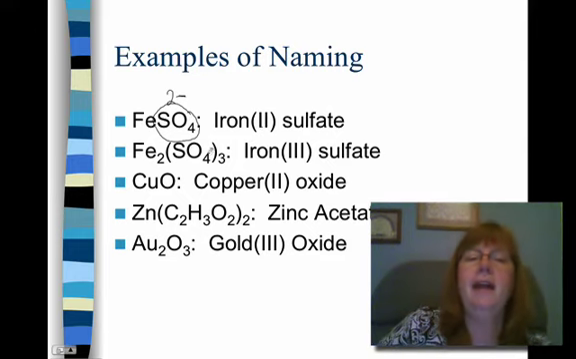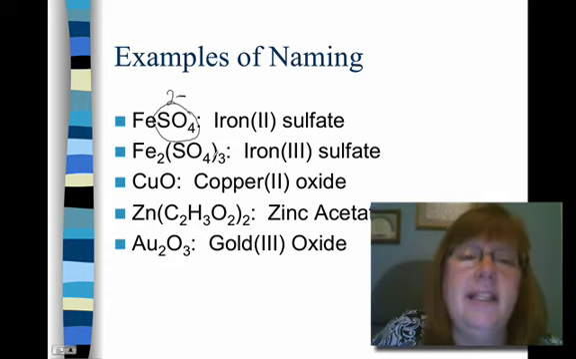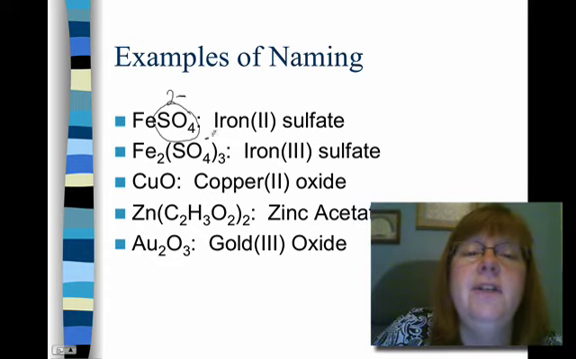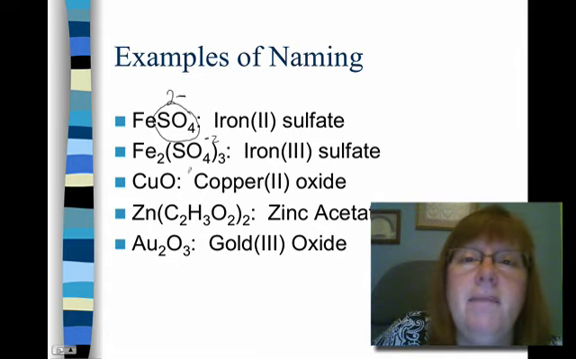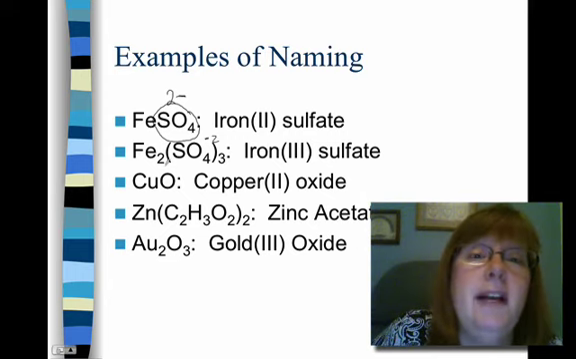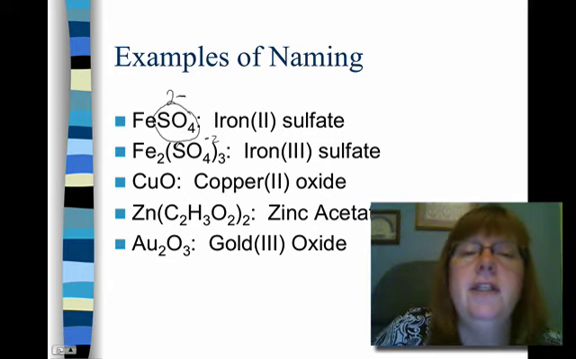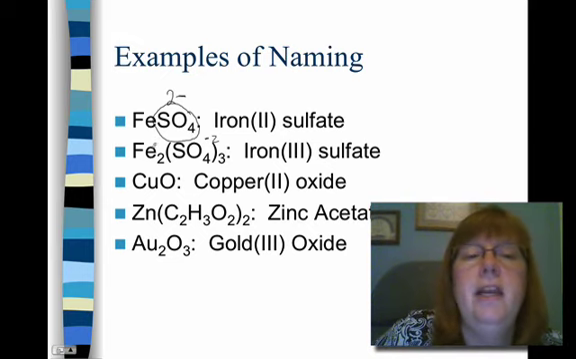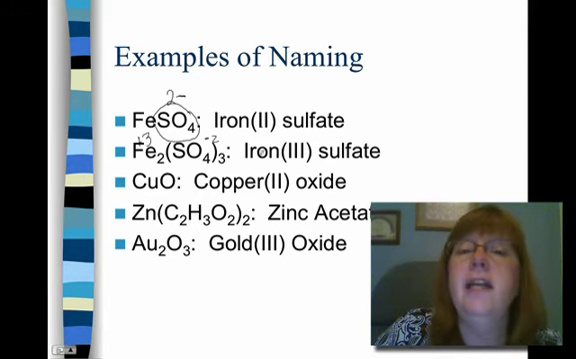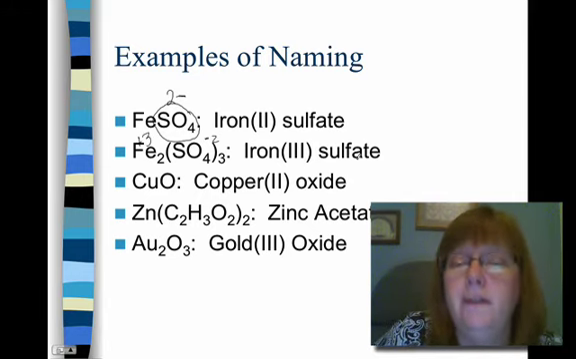Now, here we have 3 sulfates. Each one has a -2 charge. So the entire negative charge on this compound is -6. So those 2 irons have to have a +6 charge. So there's 2 irons, they have to have a +6 charge, and so each iron is going to be +3. So this is iron 3 sulfate.